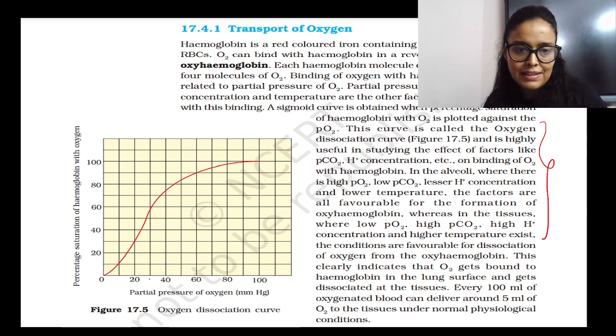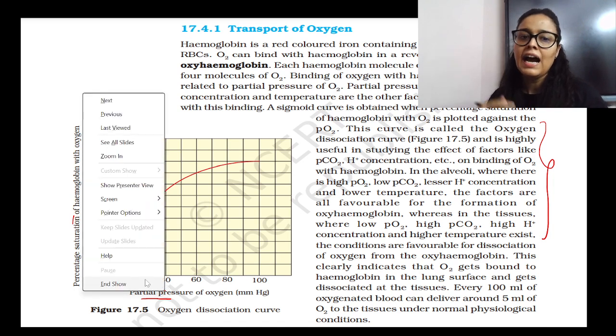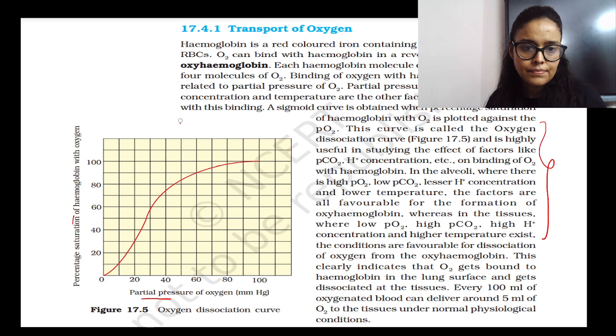So let's see this whole graph, right? This graph is basically the relationship between the partial pressure of oxygen and the percentage saturation of hemoglobin with oxygen. That means if we increase the partial pressure of oxygen, what is the percentage saturation of hemoglobin? That means how much hemoglobin binds with the oxygen. So as we are increasing the partial pressure of oxygen, the percentage saturation of hemoglobin with oxygen is also increasing, right? And this is for the normal pH of the body, that is 7.4, right?